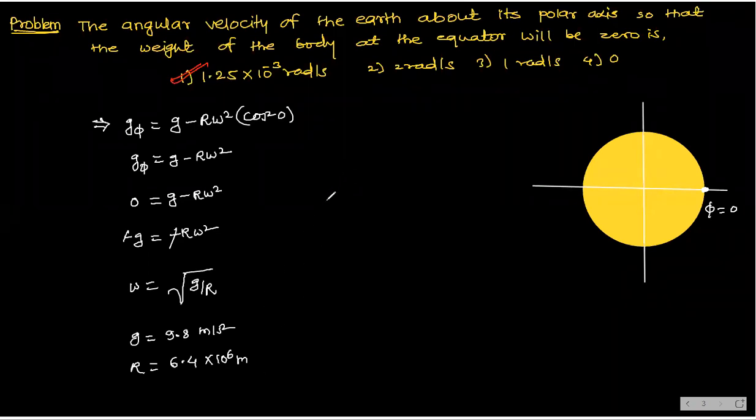Is it necessary? Under root of 9.8 divided by this. Can I write like this? 6.4 into 10 to the power 6. So taking 10 power 6 outside, you get 1 by 10 power 3 under root of 9.8 divided by 6.4. How much is this? Check it.